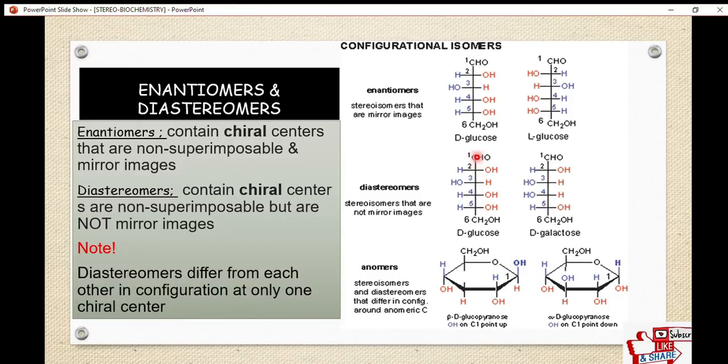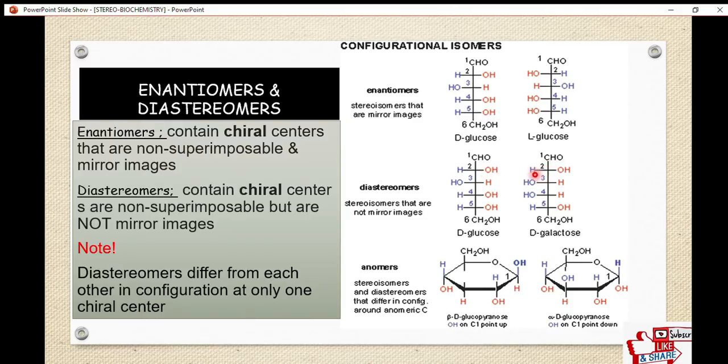So let's check this compound. We have an aldehyde group here, CHO. We have a hydrogen here. We have OH here. And the carbon attached to this has different groups, so this is a chiral center. The second carbon is a chiral center. And when we take D-galactose, for example, we have the aldehyde group here, on the second carbon hydrogen and OH, and the third carbon has different groups. So the second carbon here is also a chiral center.